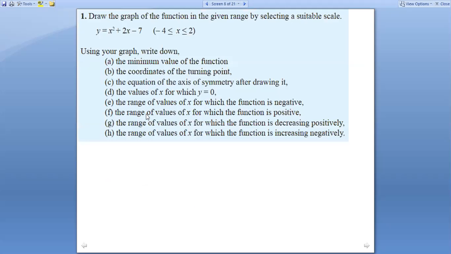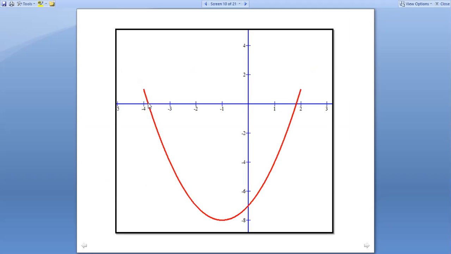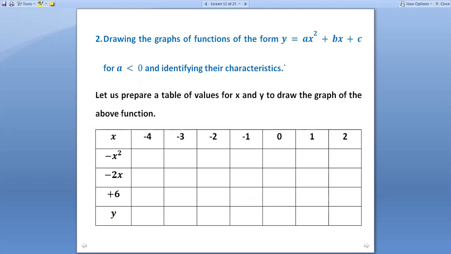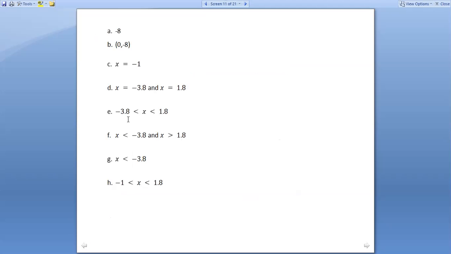Next question is the range of values of x for which the function is positive. So you can see when the x value is less than -3.8, and the x value is greater than positive 1.8, the function takes positive values. So the answer will be x is less than -3.8 and x is greater than positive 1.8.